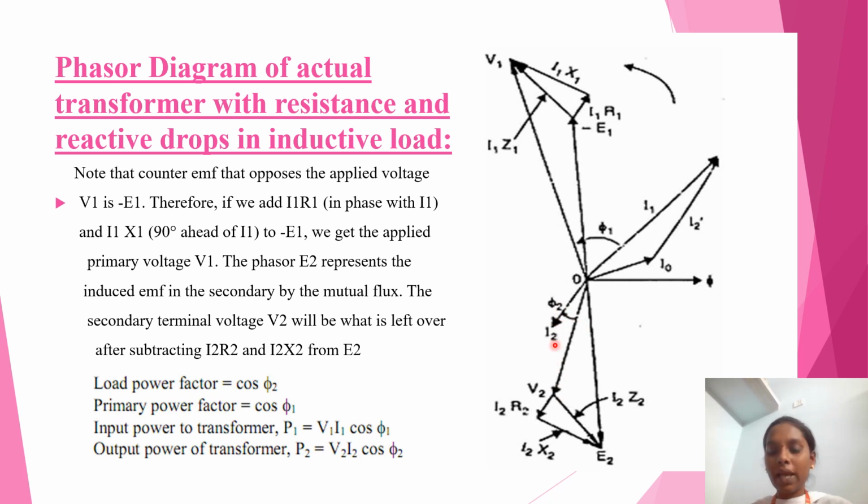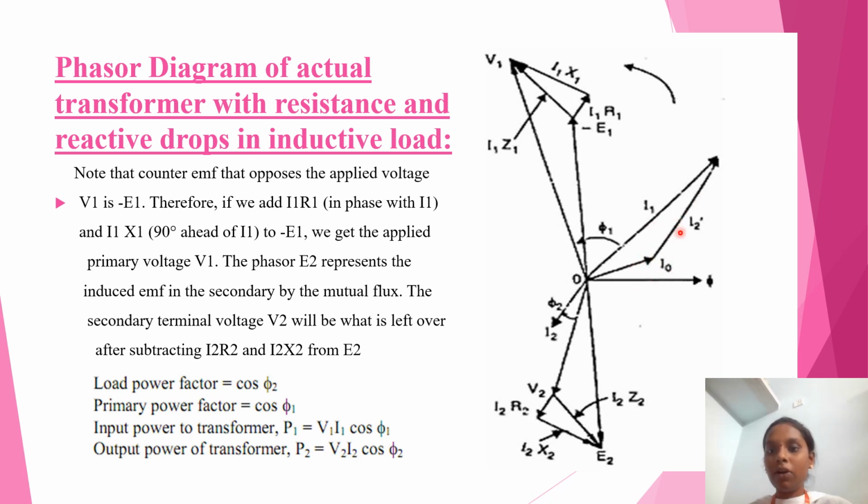I2 R2 is exactly parallel to I2. Next, I2 X2 is exactly 90 degrees to I2 R2. The sum of R2 and X2 gives Z2, so this is I2 Z2. This is the secondary side. Coming to the primary side, it is the same. I2 dash is exactly opposite to I2. This is I2 dash. This is I0, which is the sum of Im and Iw.